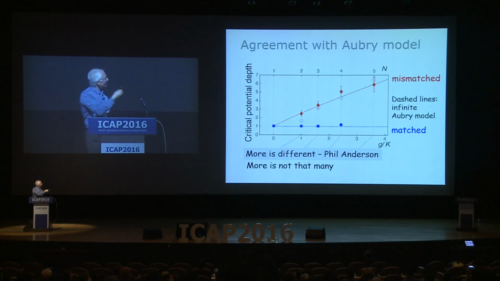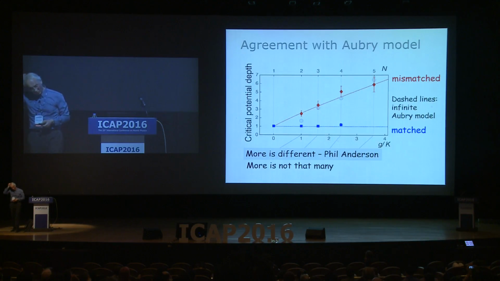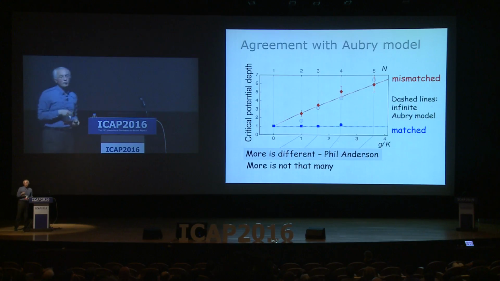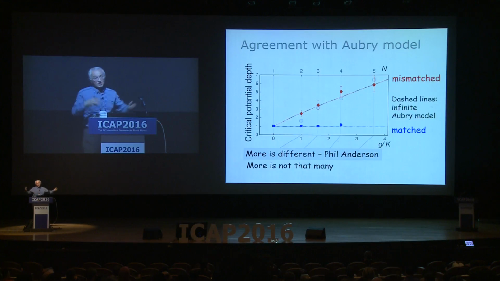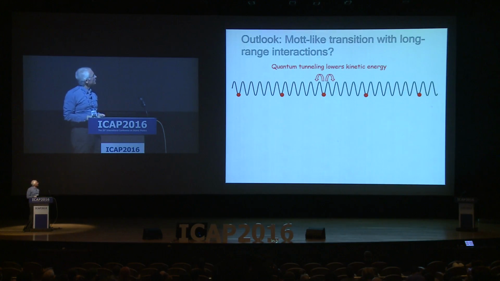So maybe one story to take home. Phil Anderson said more is different. Something that we have also learned from our experiment and from Selim Jochim's experiment is that often more is not that many. So with 3 or 5 particles, you can see essentially the physics of very, very long chains. What's next? Maybe let me just show you one thing that we would like to try to do next.